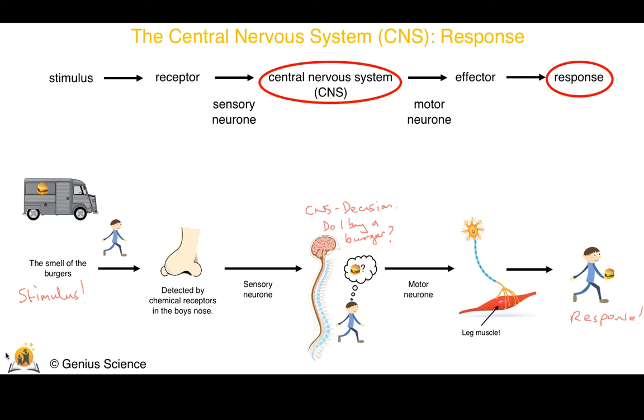Remember, this is an example of a coordinated response. We are now going to look at a response known as an automatic response, which is something very different.